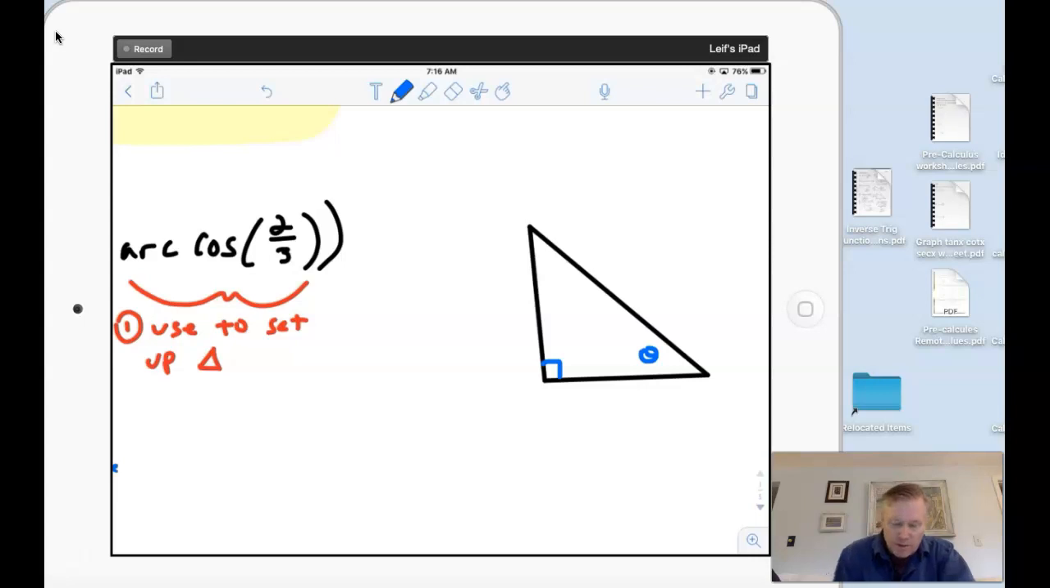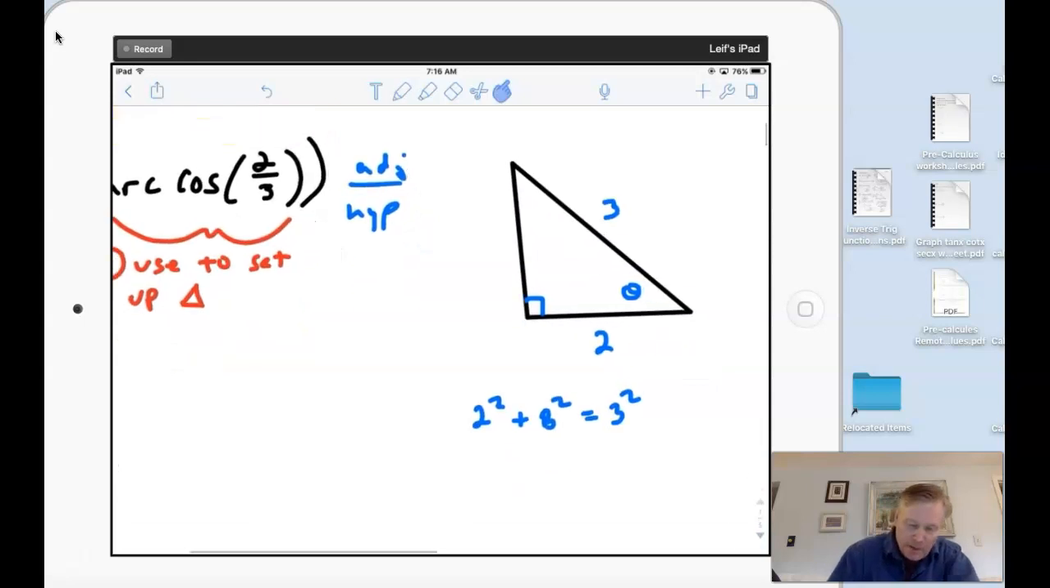Now cosine is adjacent over hypotenuse, which means the adjacent is the 2 and the hypotenuse is the 3. Now I need to find the third side of the triangle, so like you've done so many times, you use the Pythagorean theorem. 2 squared plus b squared equals 3 squared. If you solve that out, you get b equals the square root of 5. That'd be 9 minus 4, take the square root of that, which is the square root of 5. So there's my third side.